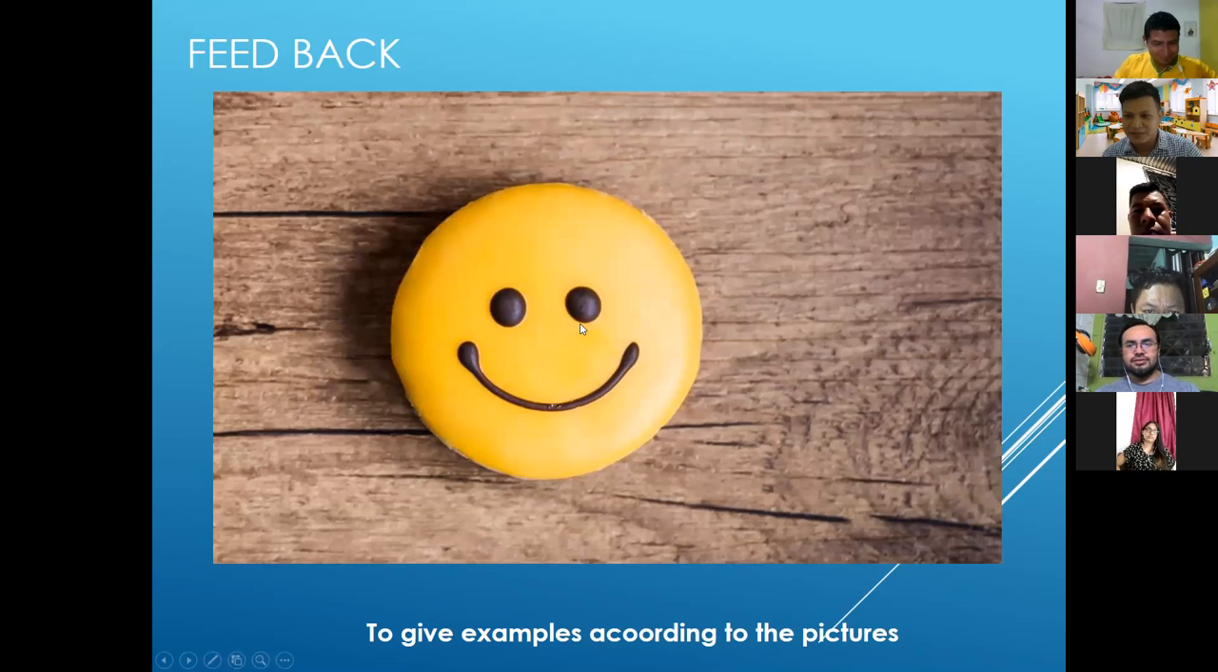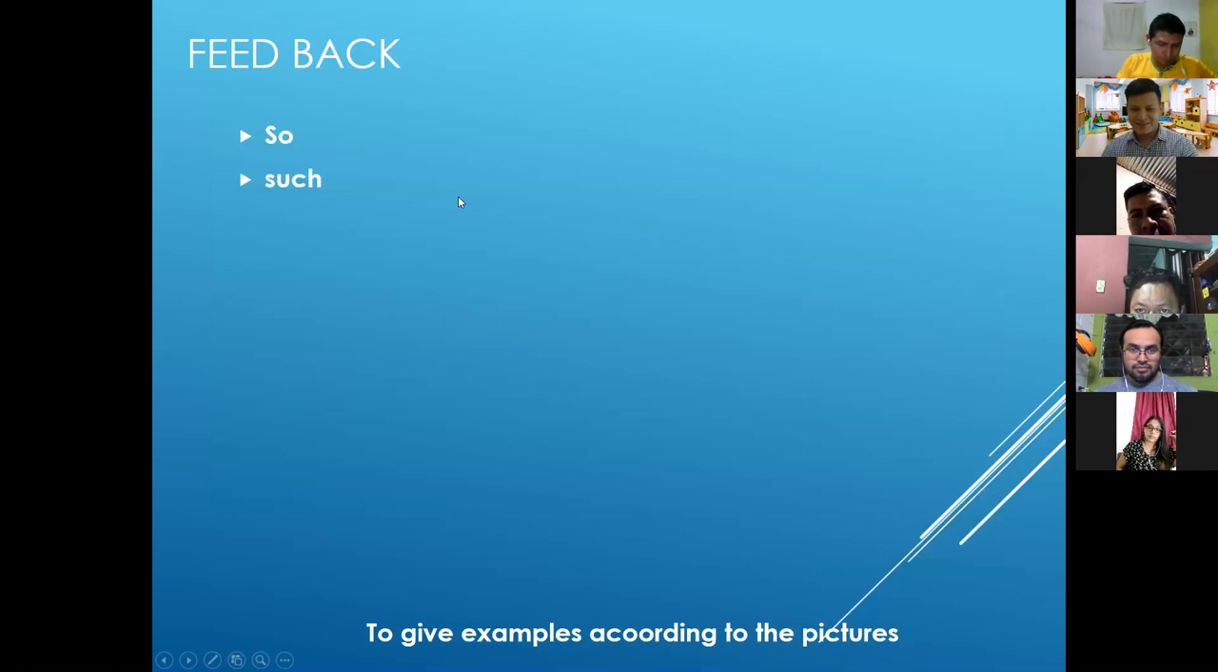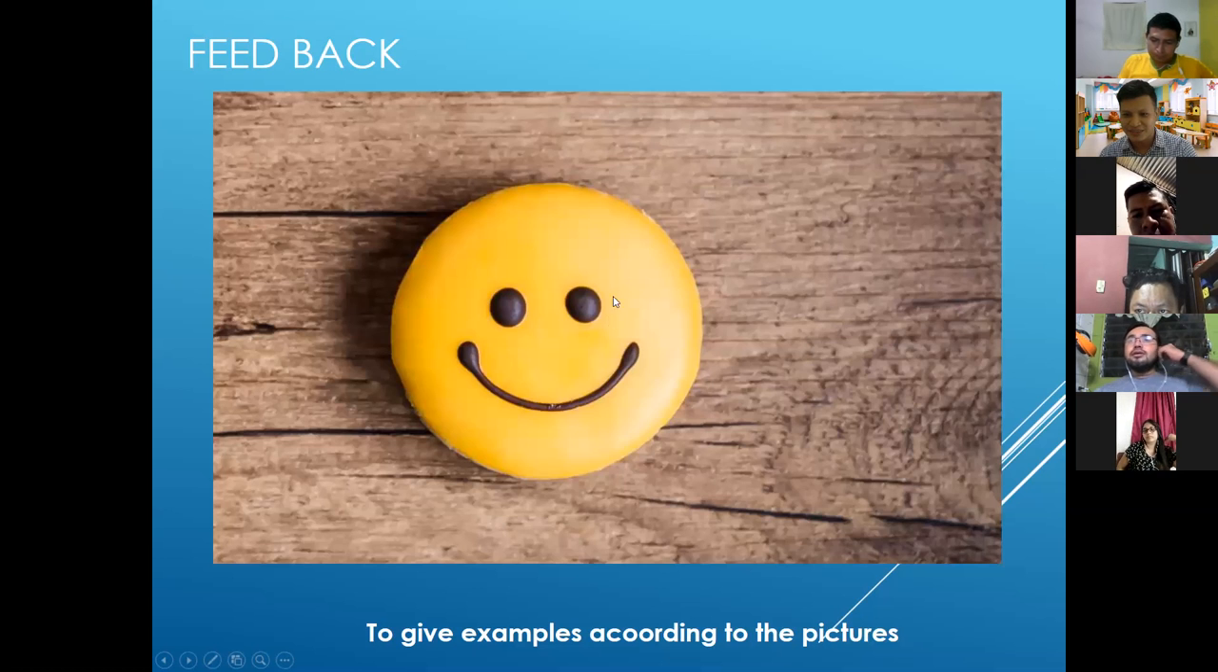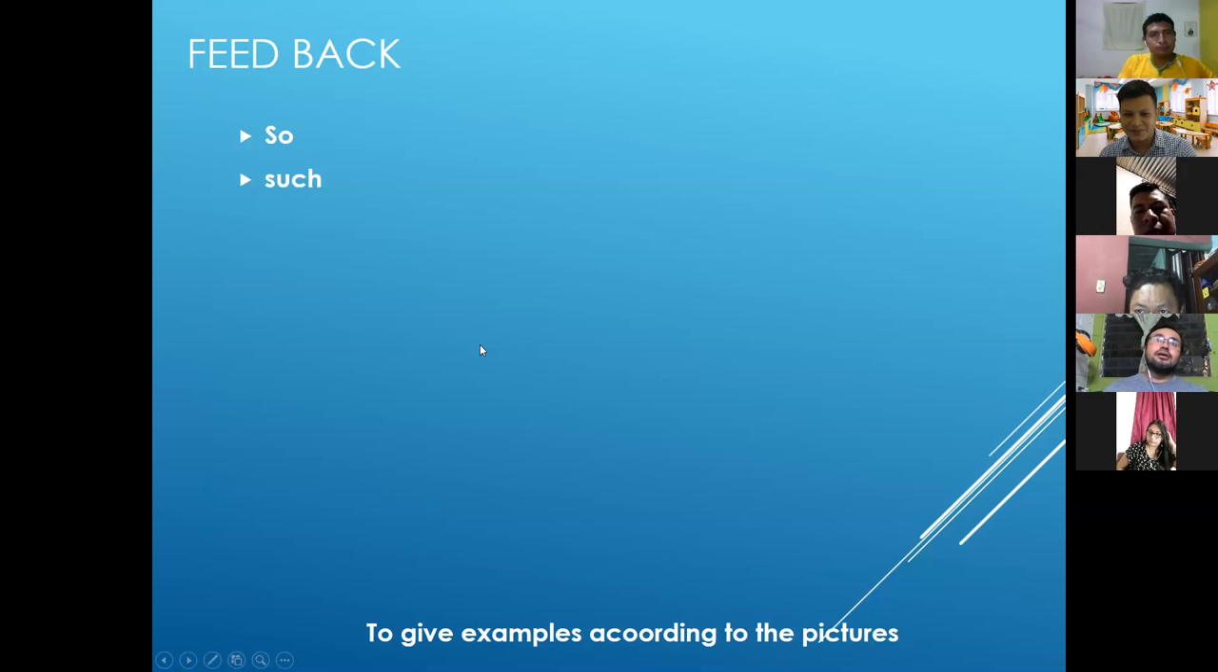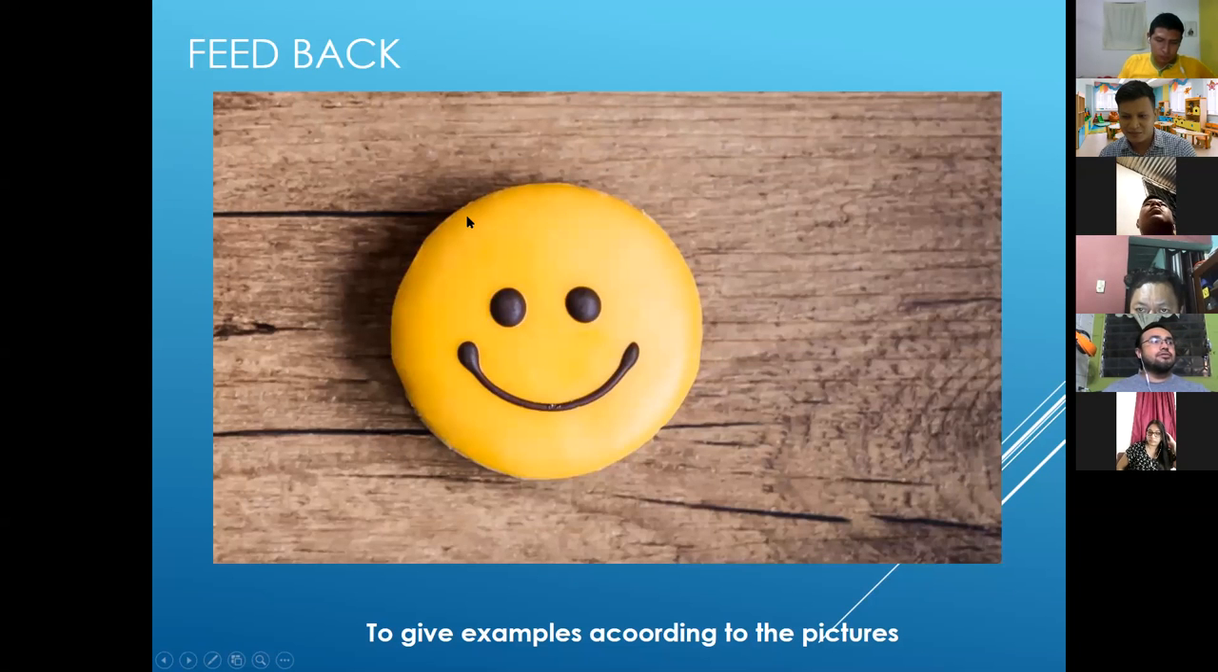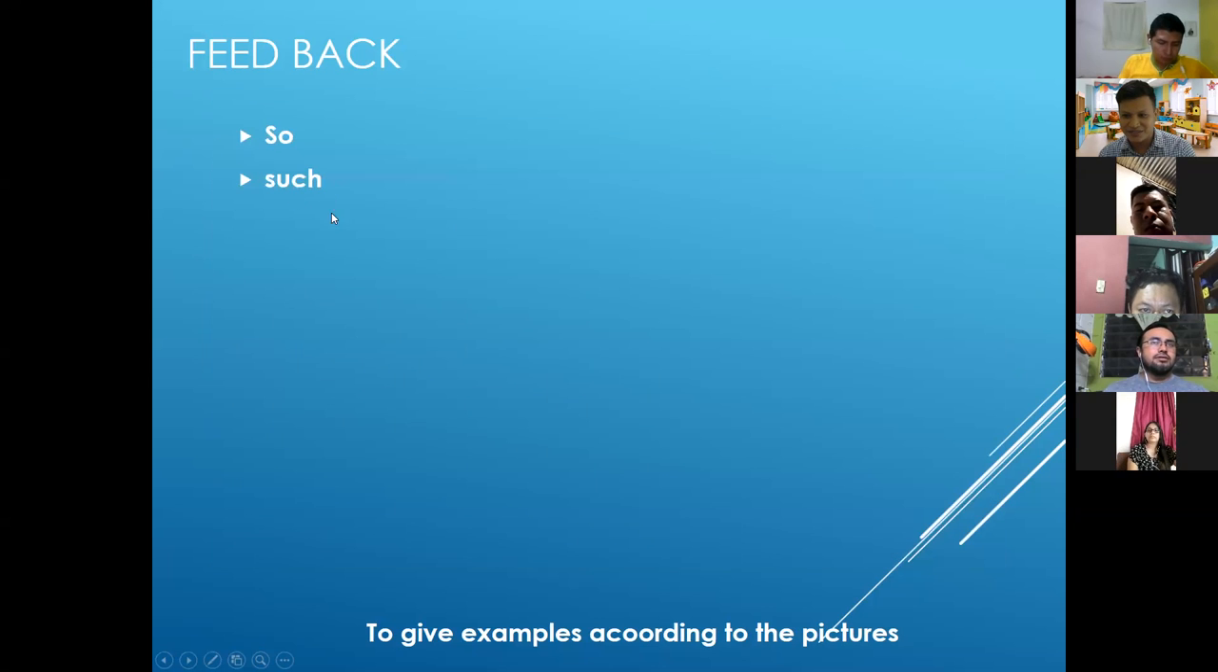Daisy, can you give me an example using happy? Okay, Daisy. Basically, you see, this is an adjective, right? Happy. Es un adjetivo. Entonces, we are going to use so or such with this adjective. Vamos a utilizar cualquiera de estos dos con este adjetivo que es happy. ¿Puede formularme una sentence using so or such?